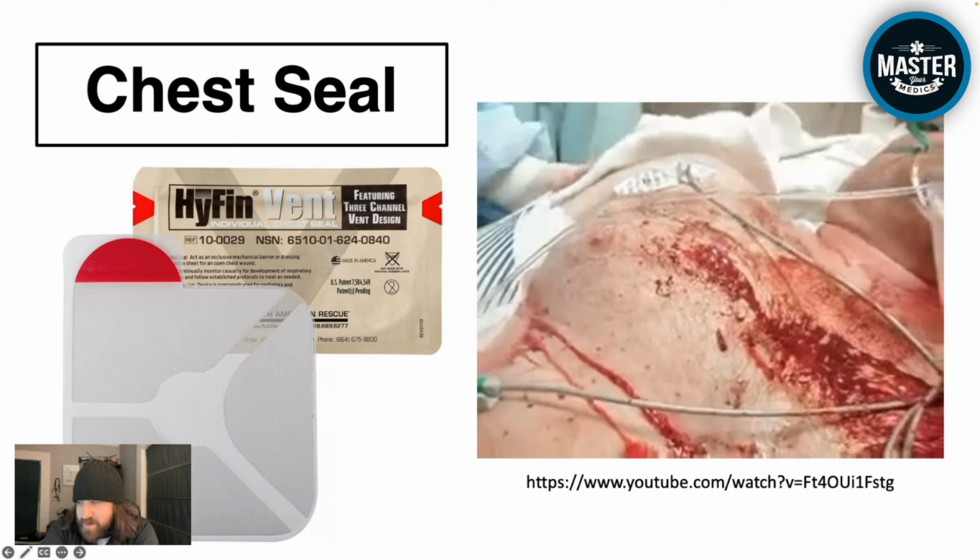TCCC and all these places tend to go back and forth on whether they use vented seals versus fully sealed, it's kind of all over the place. Do what your protocols say and what your medical director wants. Things tend to change there.